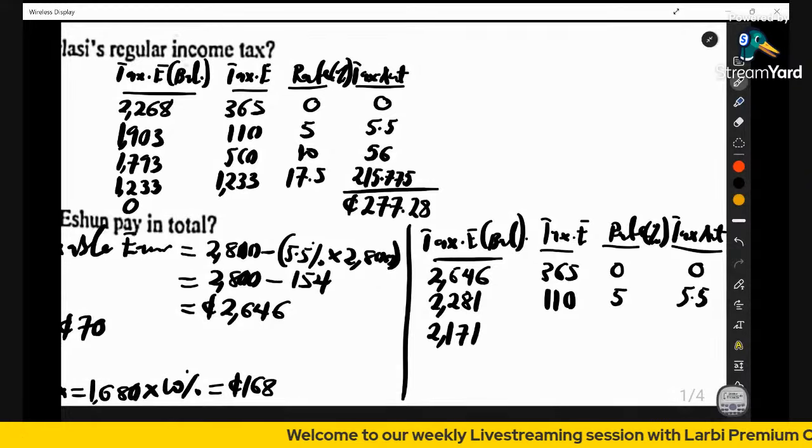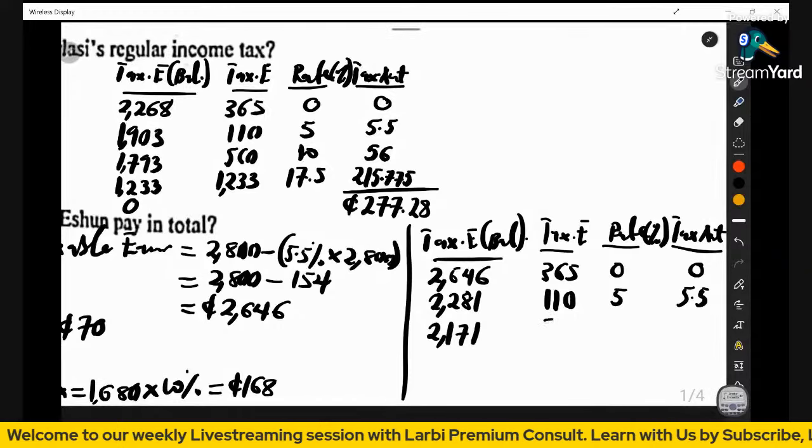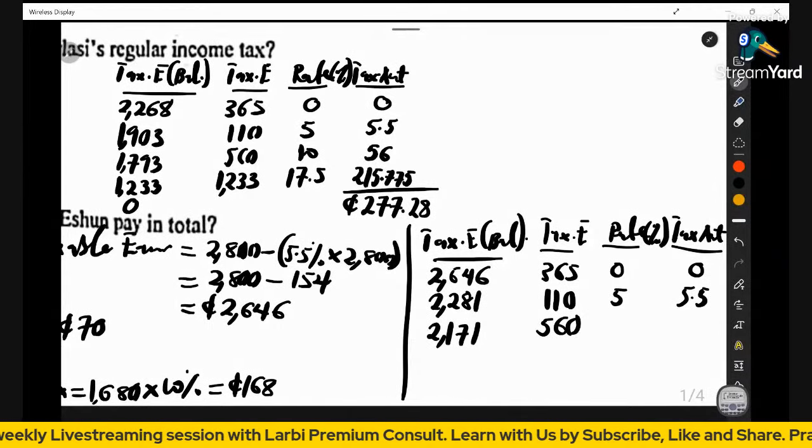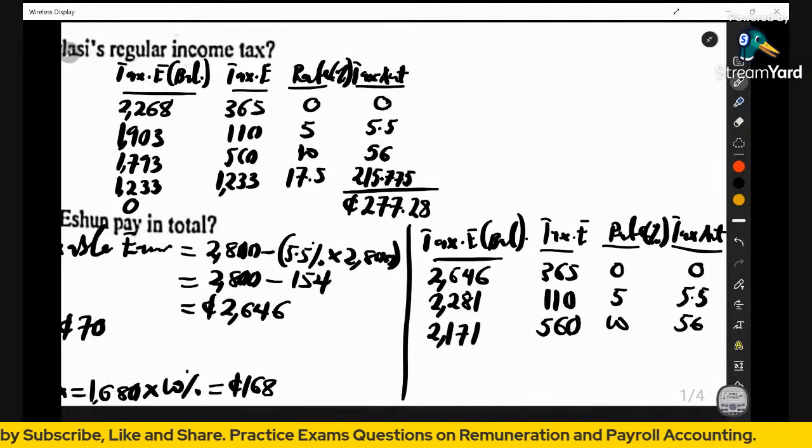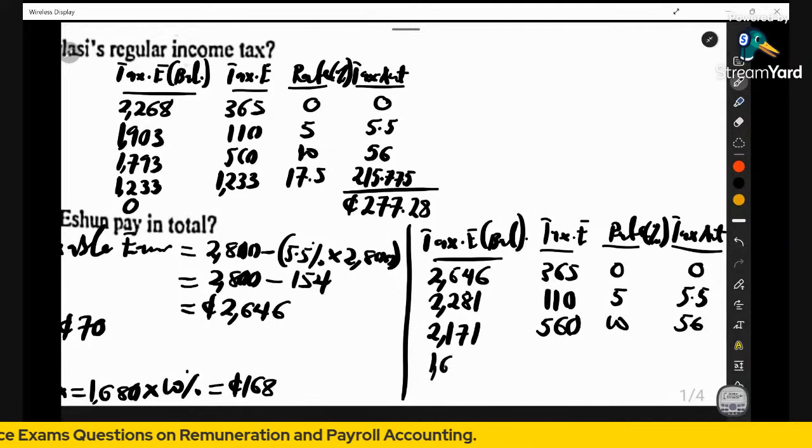So 2,171. The next schedule is what? Tax balance is 560, and that goes for 10%. So that should fetch you 56. Once you get that, you subtract from the balance. What are we getting? In the bank case, I had 1,611.